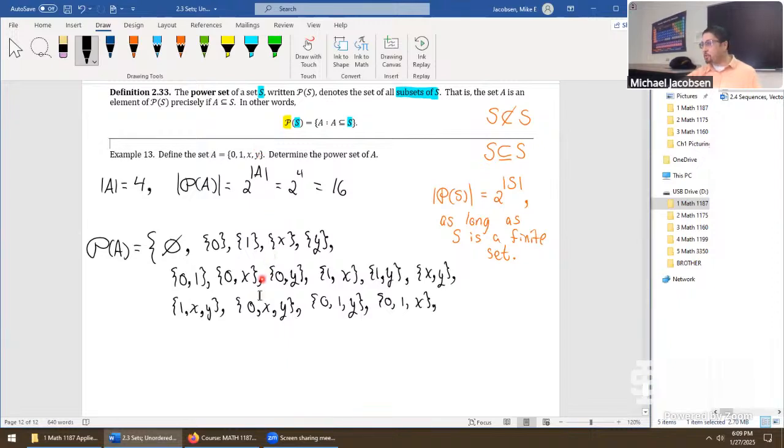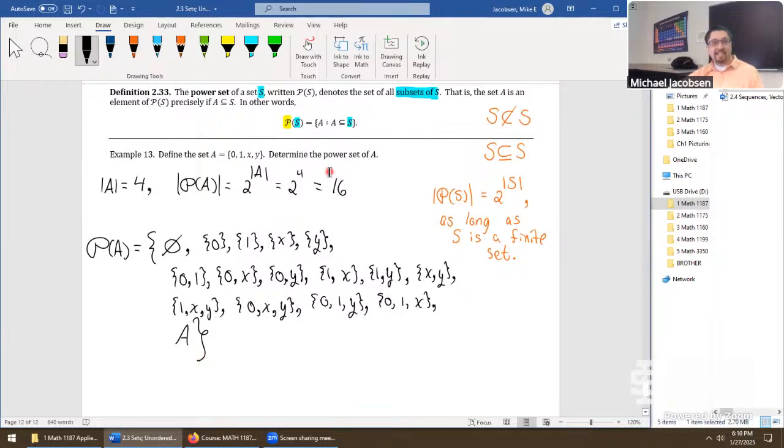So one last set to throw inside here. It's the largest set of all, just the set A itself. And you could just write it out with curly braces: 0, 1, X, Y. I think it's a good idea to write it out this way, because it's a reminder that the set A is always inside the power set, and so is the empty set. So I usually write it out going small and then going large.